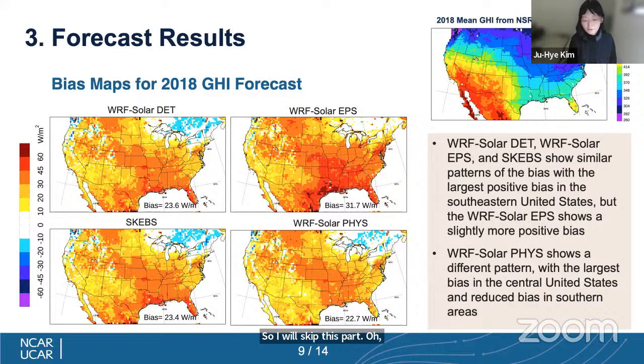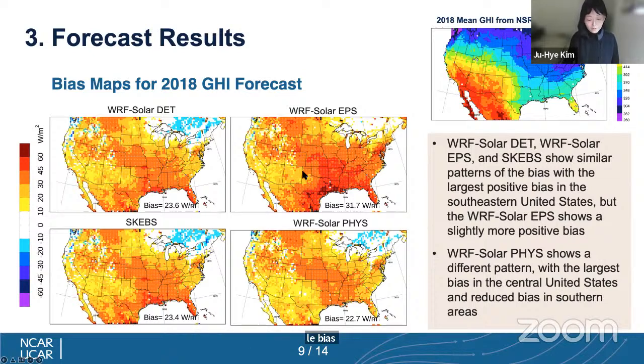Now I will show you the spatial distribution of annual averaged bias of GHI prediction. So let's look at the 2018 GHI distribution from the observation. You can see the high GHI values in the southwestern United States, and the northeast shows lower solar irradiance. When you look at the distribution of bias, all of the WRF forecasts show an overall positive bias. The WRF deterministic, WRF EPS and SCAPS show a similar pattern of bias with the largest positive bias in the southeastern United States. But the WRF EPS shows slightly more positive bias than the other two.